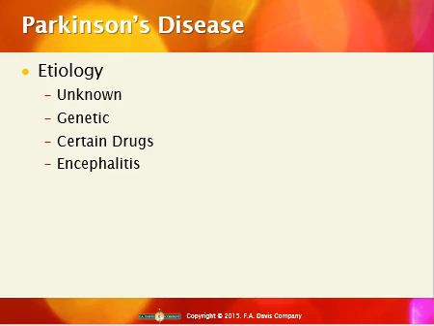Parkinson's disease may have a genetic component, especially in younger patients. Environmental toxins may play a role. The use of certain drugs like phenothiazines may have a role in it. An outbreak of encephalitis was linked to Parkinson's in the 1920s.